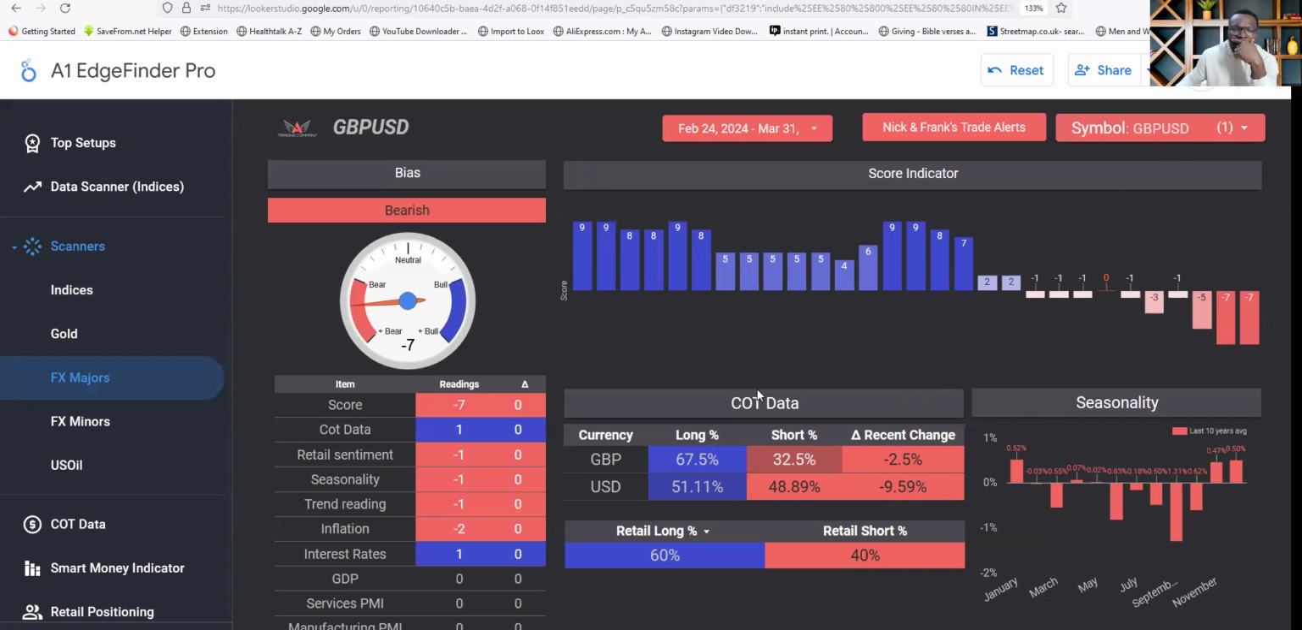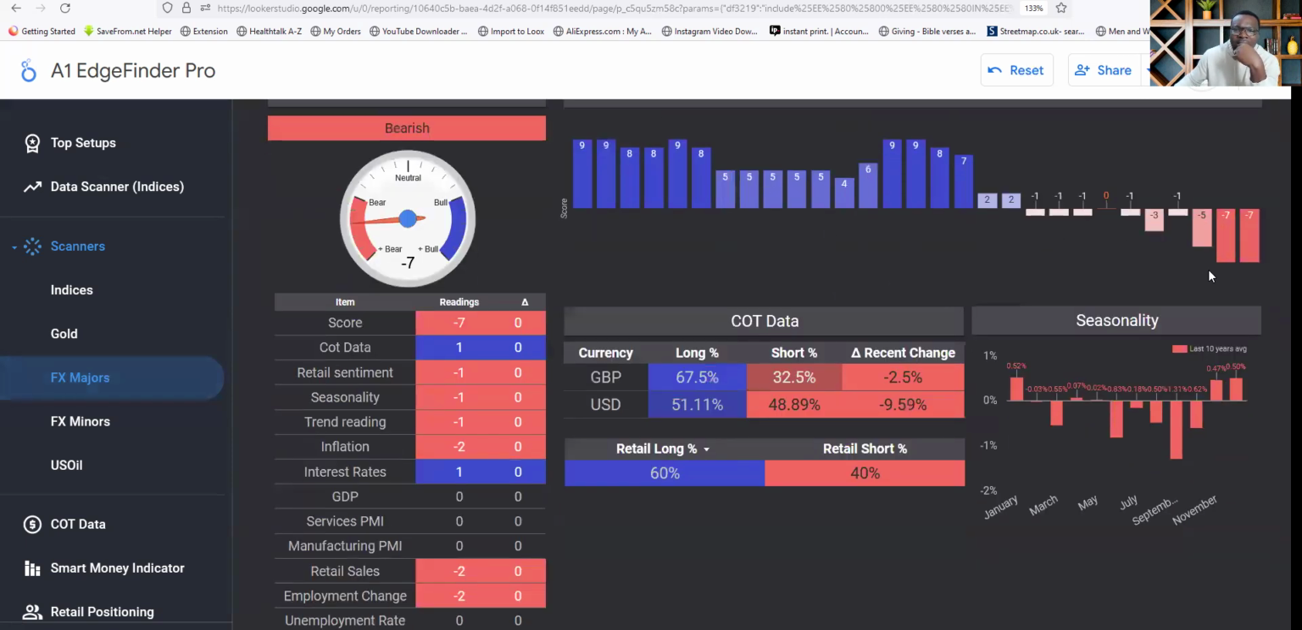Now we're looking at British pound/USD right now. If you check this pair, you see that it says it's bearish on bias. So the question is, what's the detail? How do I look at it? I look at the COT data. The COT data here shows us that there has been a huge spike on US dollars. We also see long positions held on British pounds as well, but majorly short on USD.